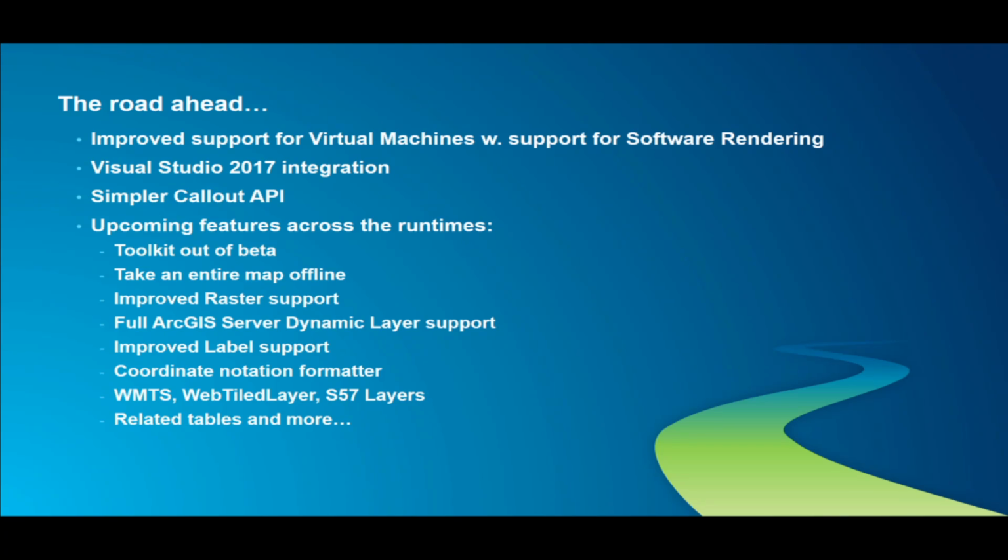Improved raster support. Full support for the dynamic layer capability on ArcGIS Server map services. Improved labeling support as well, including support for the Arcade expression language. A coordinate notation formatter for converting between degrees, minutes, seconds, or MGRS grids and geometries. And a number of new or additional layer types: WMTS, web tiled layer, S-57, and related tables, and lots more. So there are some really exciting features coming up on the roadmap this year.